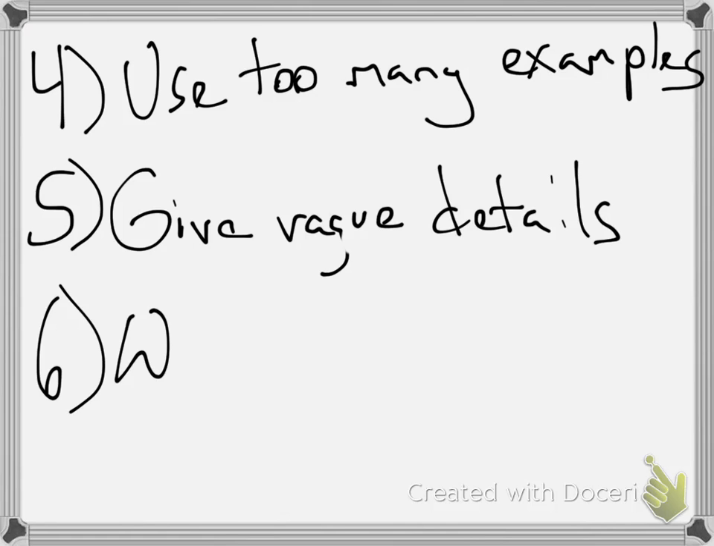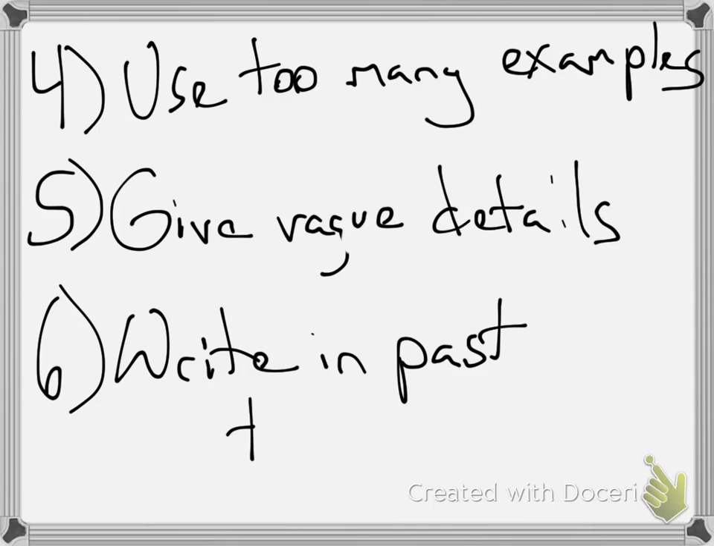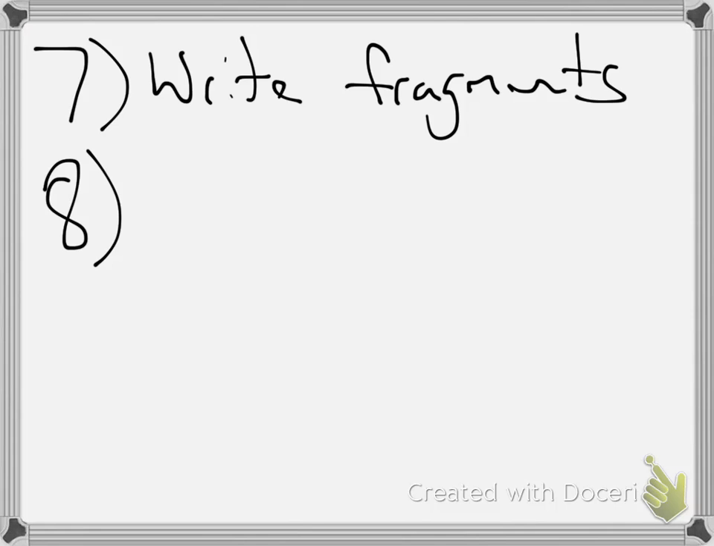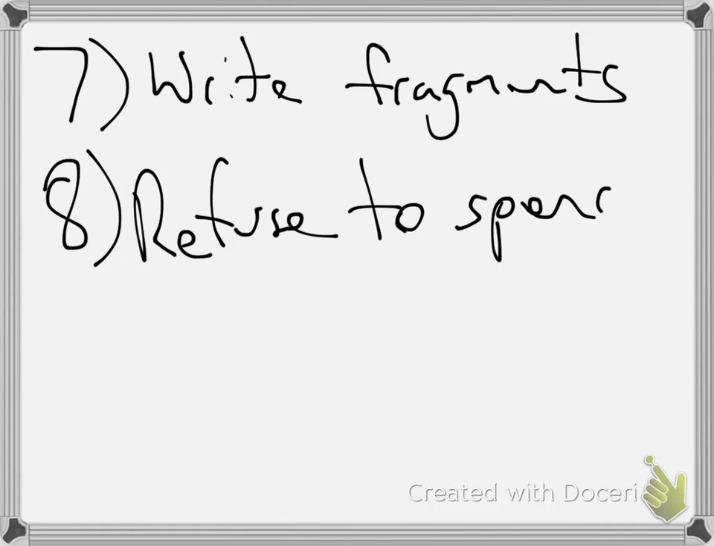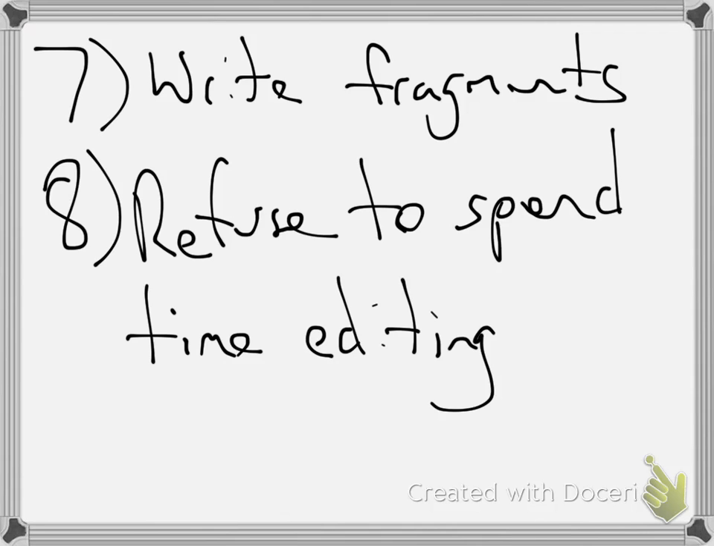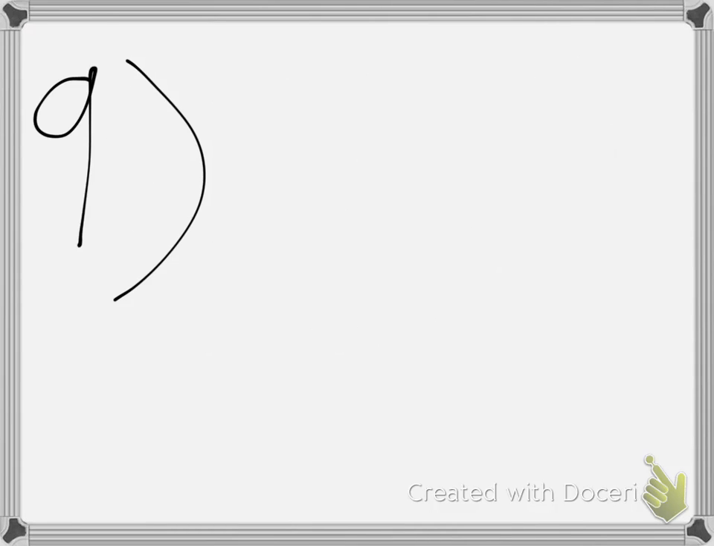Number 6, write in the past tense. You should not be doing that except for, and I told you what the exemption is. Number 7, you should not write fragments. Make sure all your sentences are complete. Number 8, you should not refuse to spend time editing your paper. If you have free time, you better be editing. Finally, number 9, never give up.